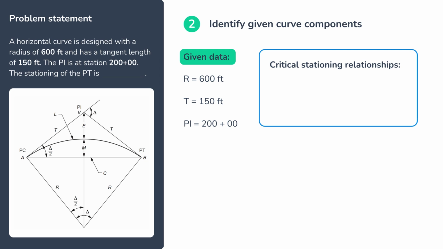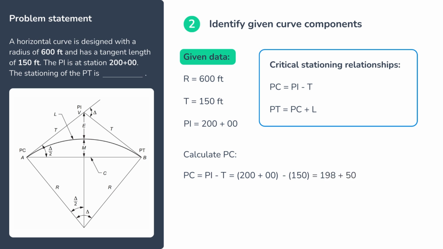First, let's identify our critical stationing relationships. PC equals PI minus T, and PT equals PC plus L. Since we were given T and PI, we can easily solve for PC. Let's plug in 200 plus 00 for the PI and subtract the 150-foot tangent length. We calculate PC to be 198 plus 50.